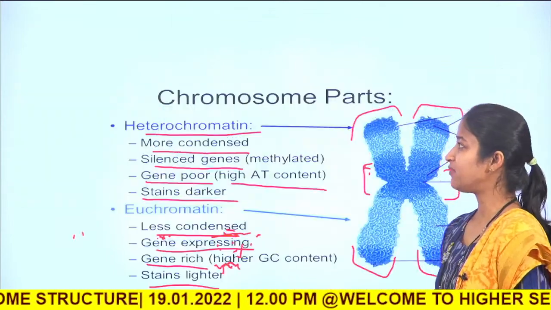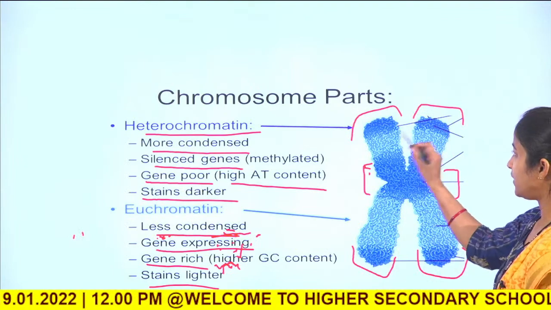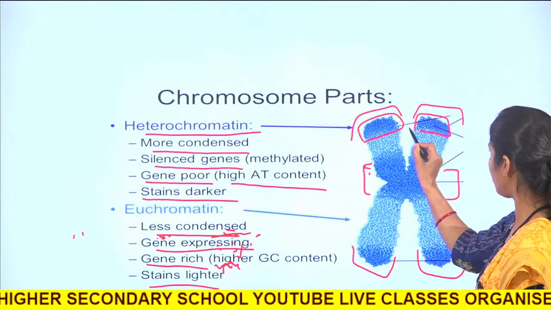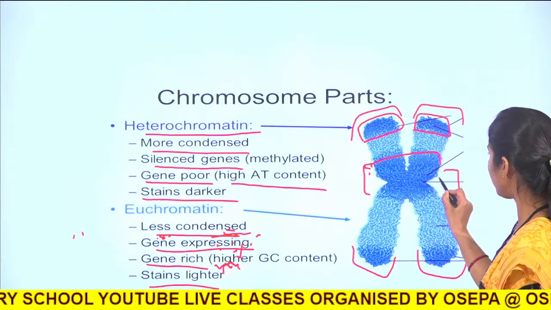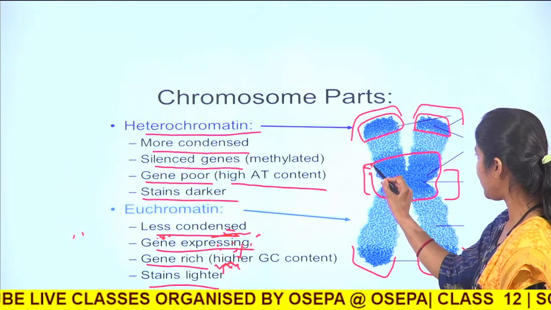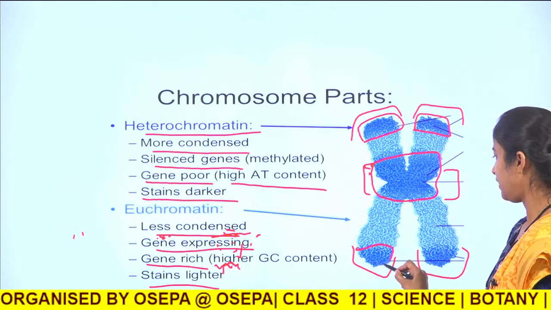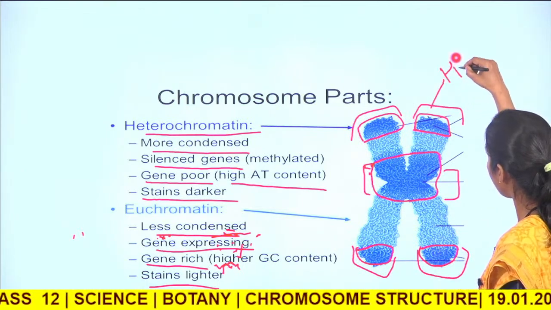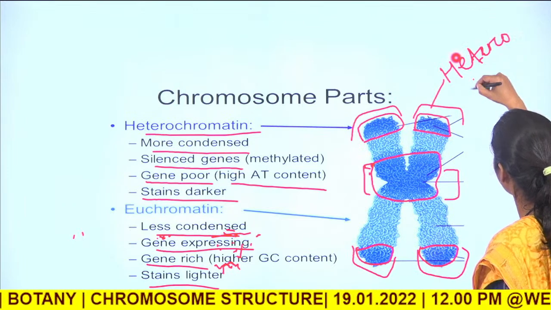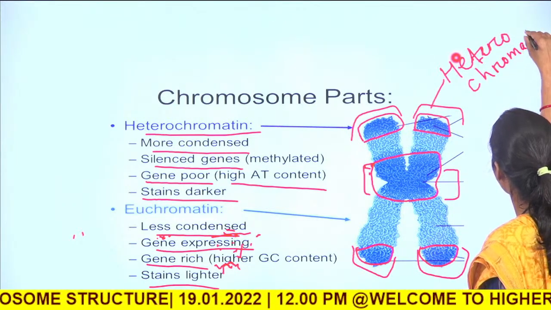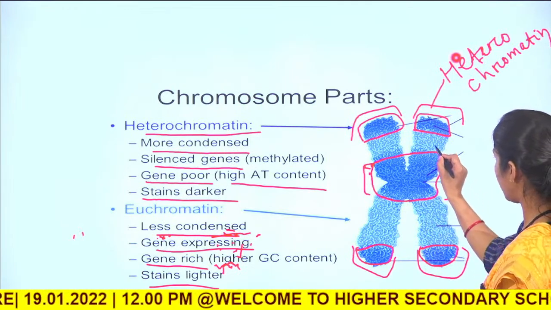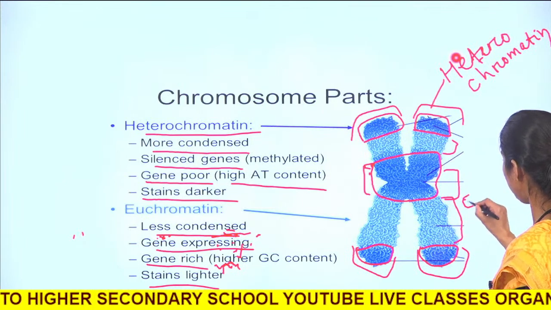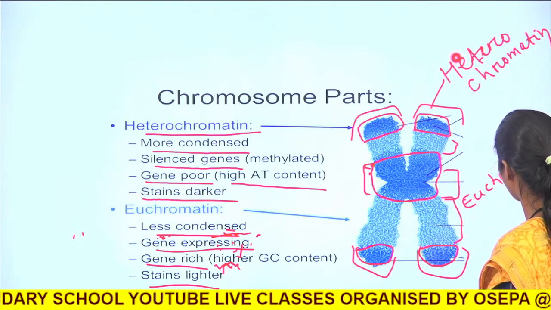So lastly, let us have a look once again. Where will you find the heterochromatin? At the telomeric region. Here these are the telomeric regions, and at the centromeric region, near the centromere, and again at the telomeres. So these are the regions of heterochromatin, and this light colored portion, these are the portions of euchromatin.